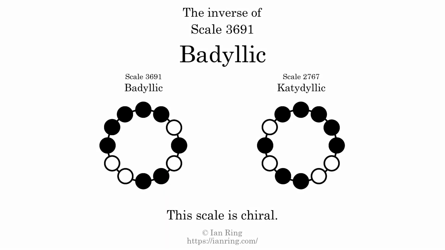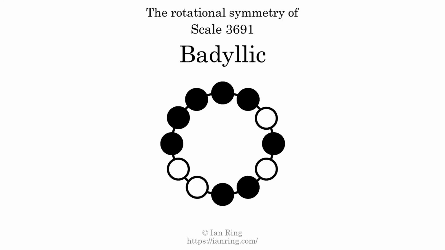The inverse of a scale is a mirror image. It is what you get when the sequence of intervals is reversed. The inverse of this scale is scale 2767, also known as catadyllic. This scale is chiral. It cannot transform into its inverse by rotational transformation. This scale has no rotational symmetry.